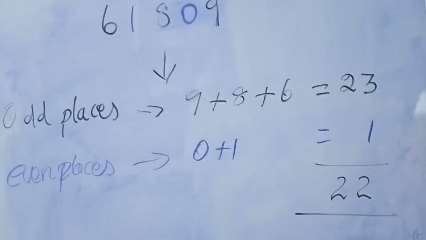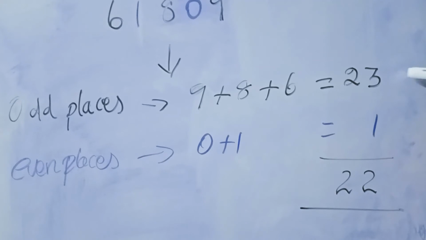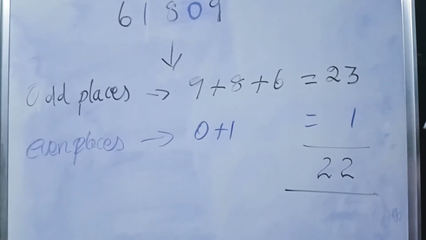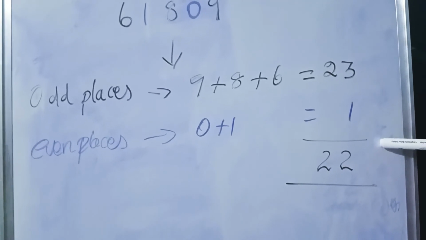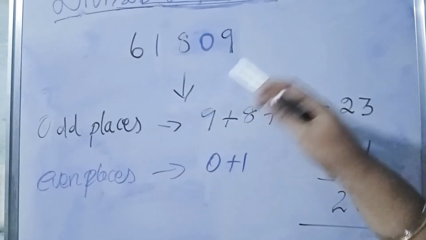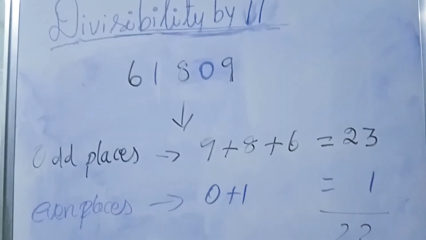Now we have to find the difference. Subtract: 23 minus 1 is equal to 22. Is 22 divisible by 11? Yes, it is divisible by 11. So the whole number is divisible by 11.